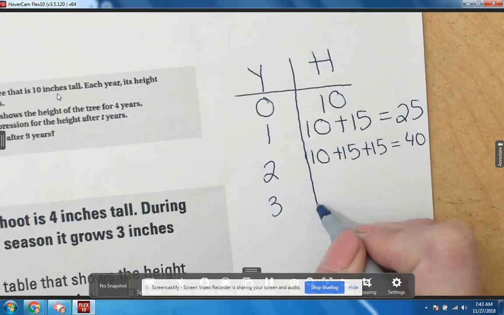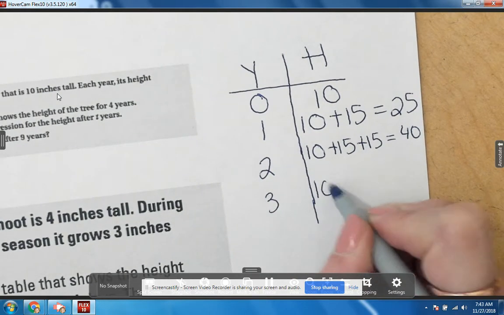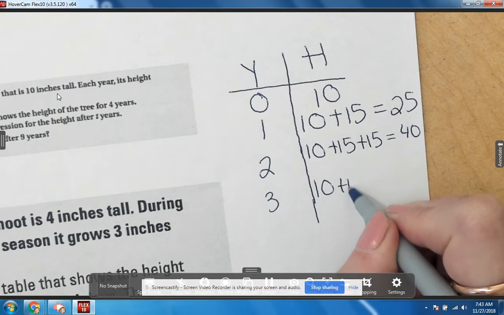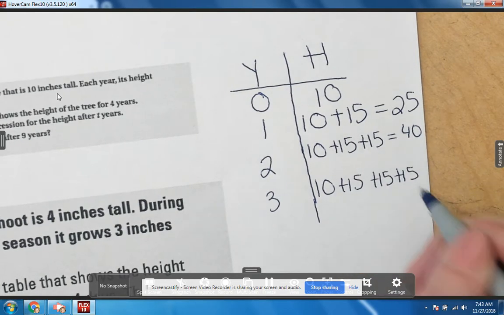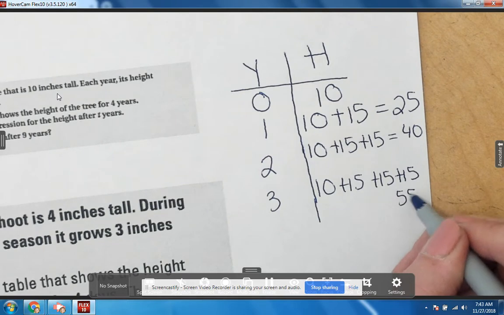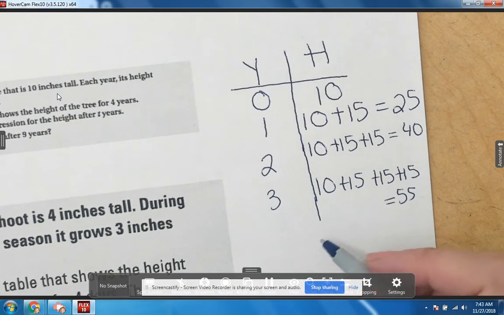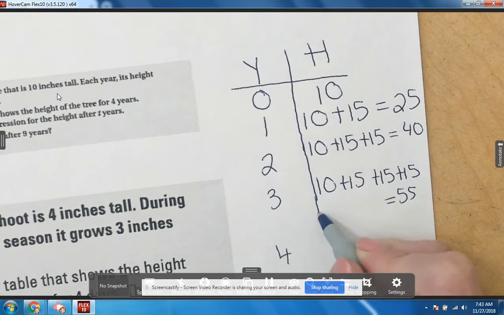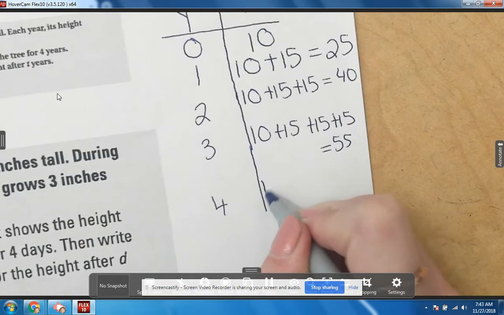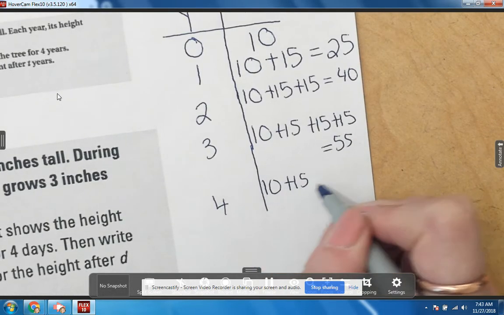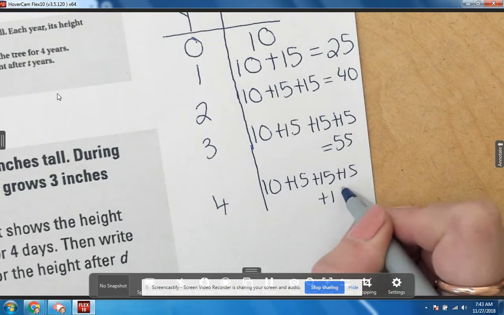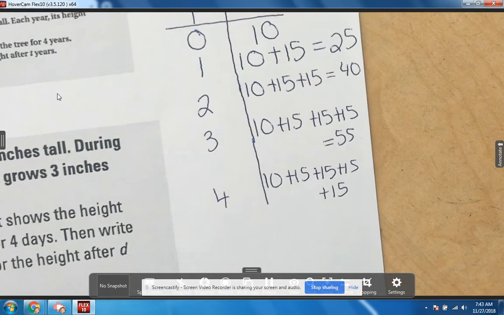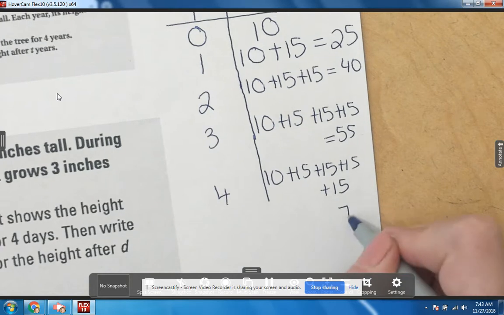Okay, now 3 years have gone by. It's the original 10 from when you bought it, plus 15 from year 1, plus 15 from year 2, plus 15 for now year 3. So now we are at 55 inches. Now they want us to figure out the 4th year. So 10 from when I first bought it, plus 15 from the first year, 15 from the second year, 15 from the third year, plus 15 from the 4th year, which is going to give us 70 inches.